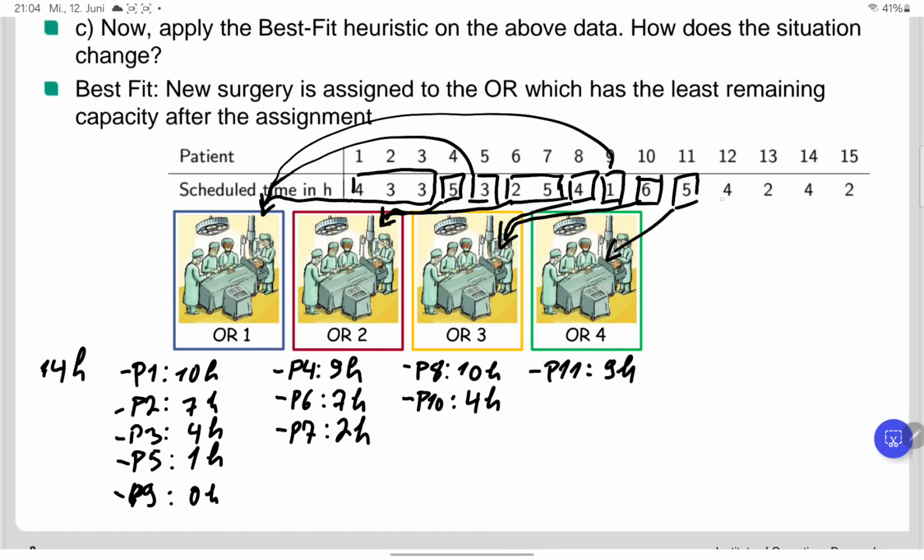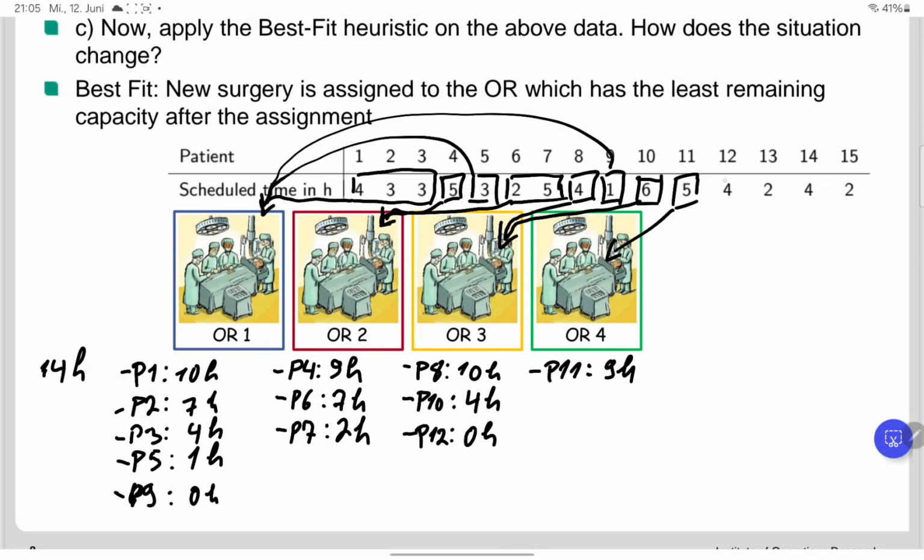Okay, and the next one, the 12th patient, requires 4 hours. So we could only assign him to operating room 3 and 4, but we would like to minimize the capacity that is left after the assignment, and therefore we assign it to operating room 3. So the 12th patient, and that means we have 0 capacity left, and again we have a utilization of 100% of operating room 3.